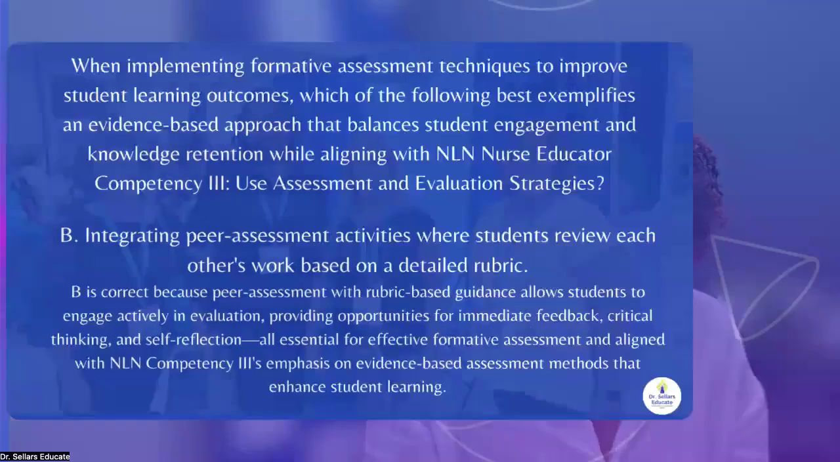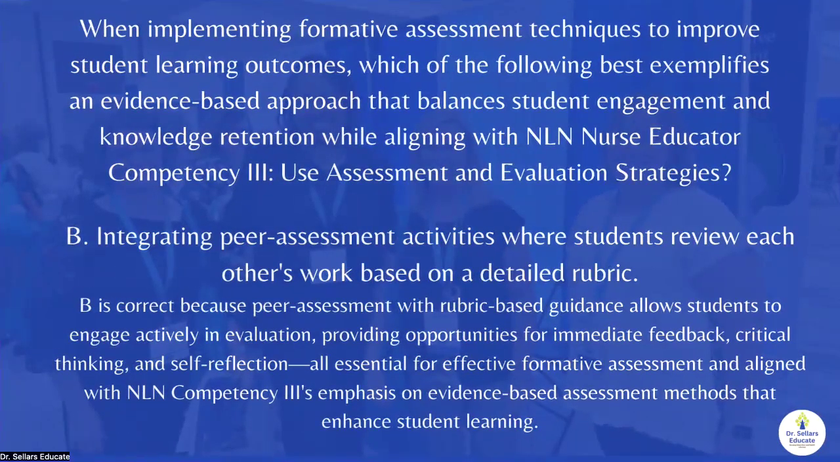So the rationale for B being correct is related to the fact that peer assessment with rubric-based guidance allows students to engage actively in evaluation, providing opportunities for immediate feedback, critical thinking, and self-reflection. These are all really important traits for formative assessment, and it is most closely aligned with NLN Competency 3 for the C&E, which is all around emphasis on evidence-based assessment to enhance student learning. Now look at that last part.